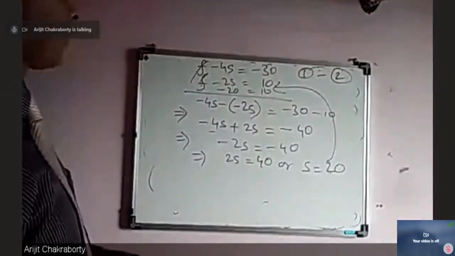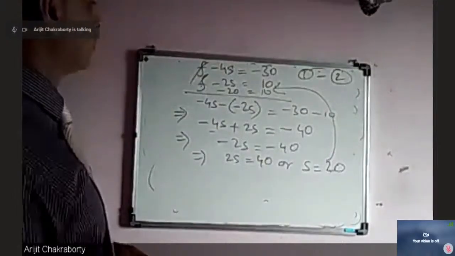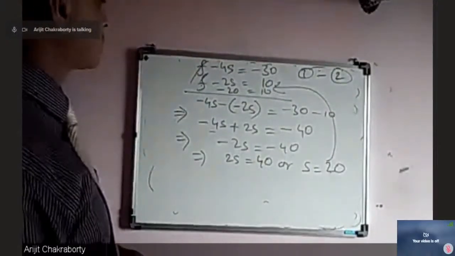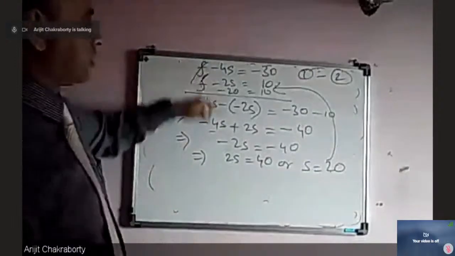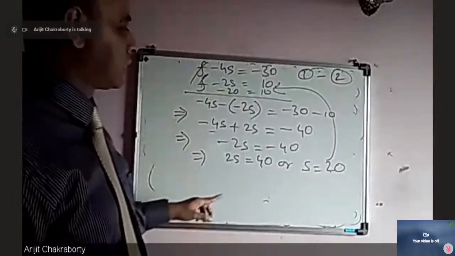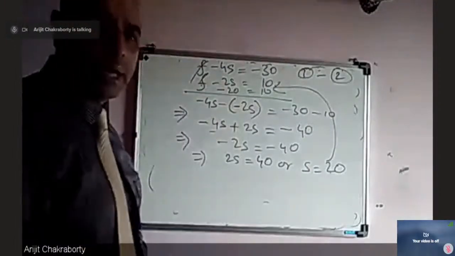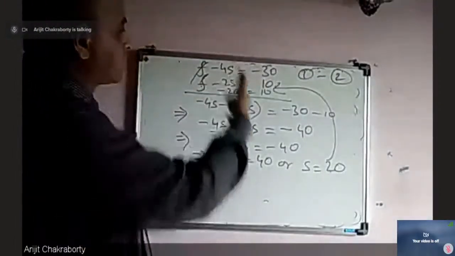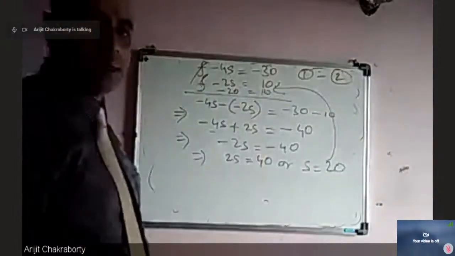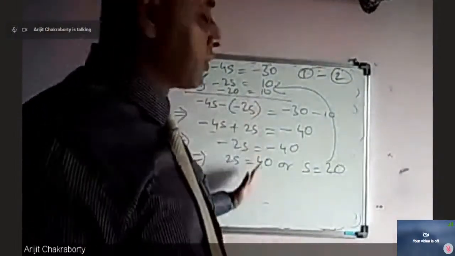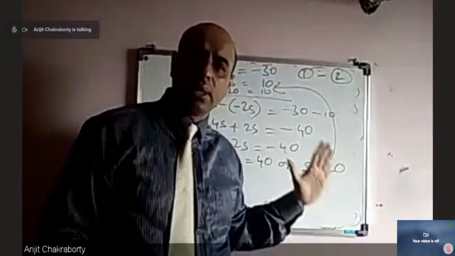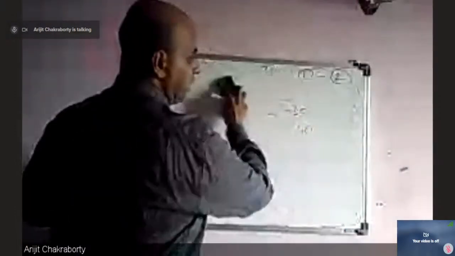If you put the son's age as 20, the current age of the son, then you can solve for f. You can just get the age of the father, f. So in this way, you can solve simple linear equations.